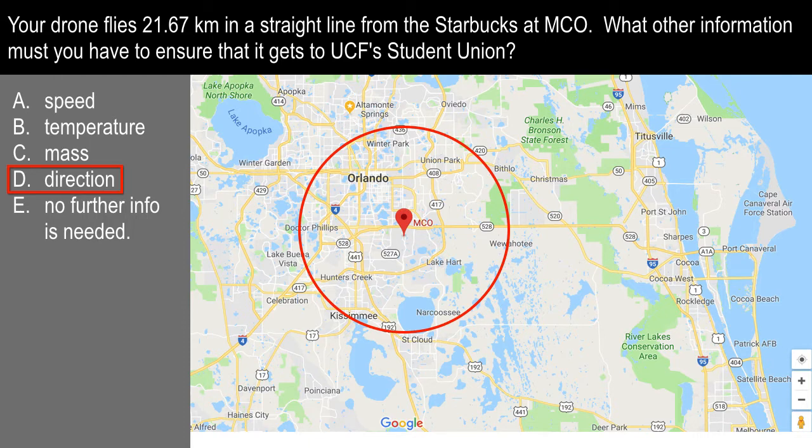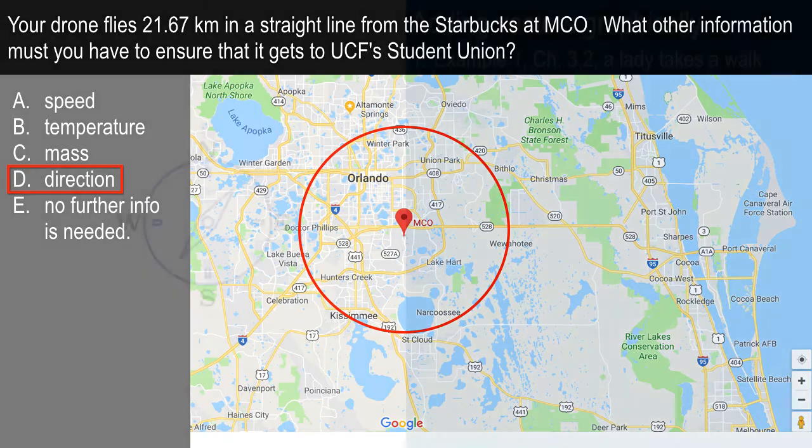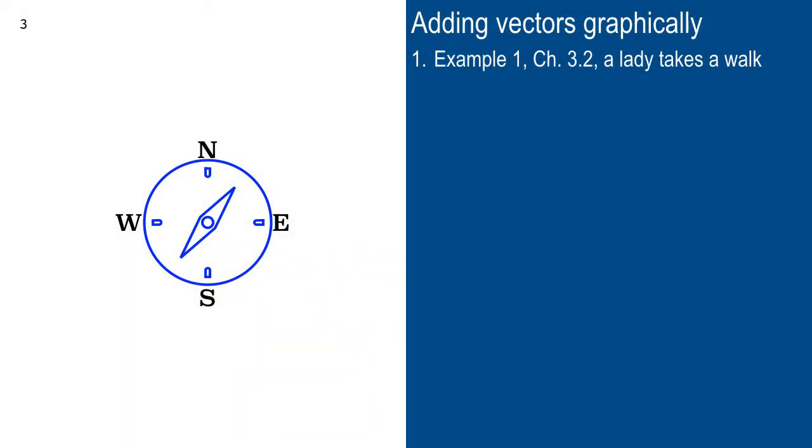What's the dynamic concept that puts together speed and direction? Velocity. What's the dynamic concept that puts together distance and direction? Displacement. All right, now what we're going to do today is talk about adding vectors up.